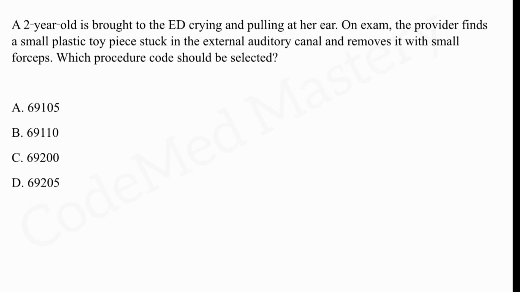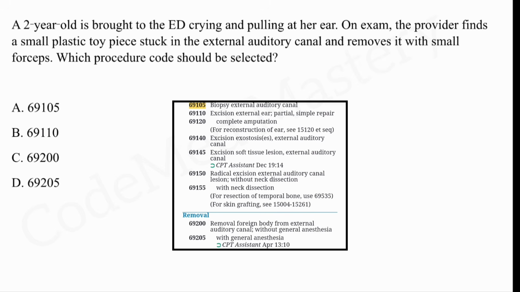Check option A, 69105. 69105 is for biopsy external auditory canal and 69110 is for excision external ear partial simple repair. Option C, 69200 is for removal foreign body from external auditory canal without general anesthesia, and option D, 69205 is for removal foreign body from external auditory canal with general anesthesia.